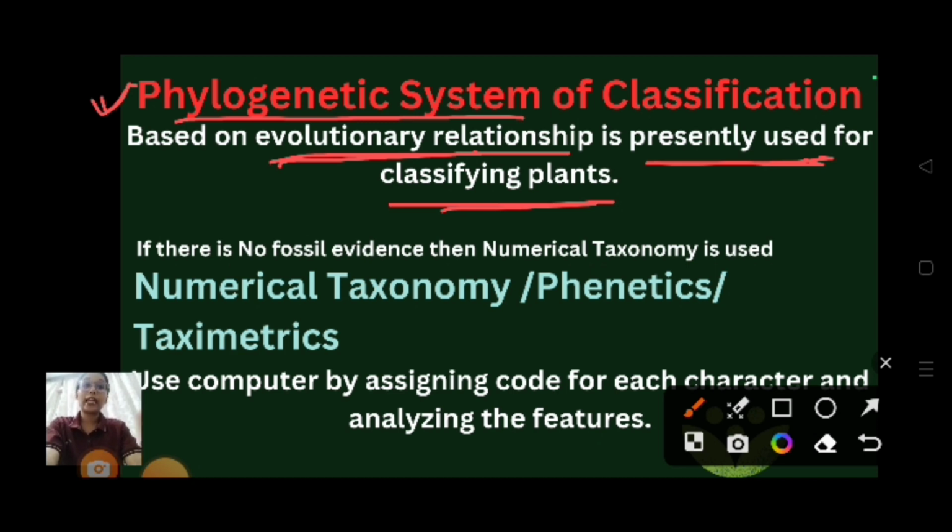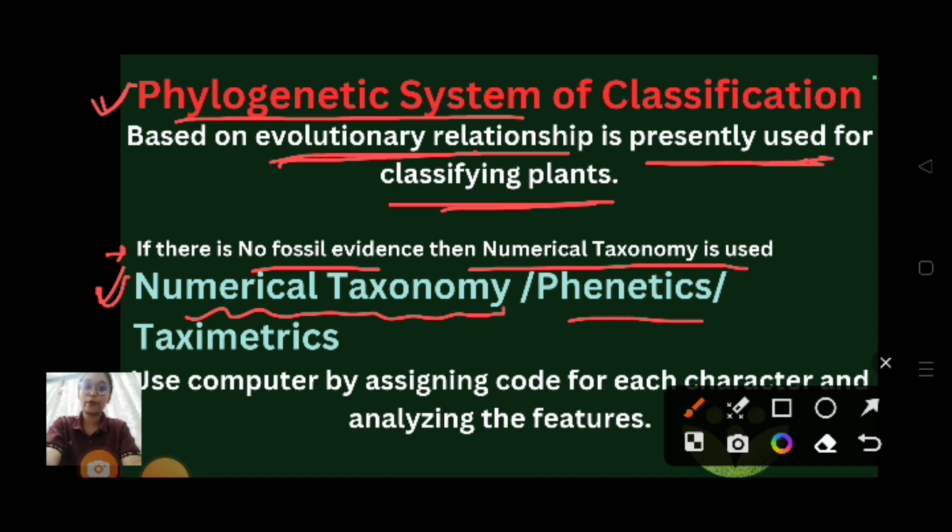If there is no fossil evidence found for a particular thing, then an alternative taxonomy is used, called numerical taxonomy. In this line it is saying that if there is no fossil evidence, then numerical taxonomy is used. Getting my point? Numerical taxonomy has two other names, that is phonetics and taximetrics. Numerical taxonomy is also known as phonetics and taximetrics. Understanding?